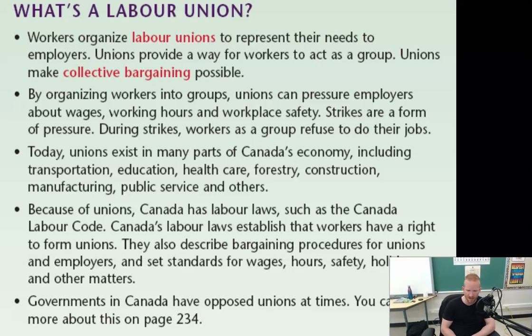Today, unions exist in many parts of Canada's economy, including transportation, education, healthcare, forestry, construction, manufacturing, public services, and others. There are unions everywhere, including teachers' unions. Because of unions, Canada has labor laws such as the Canada Labor Code. Canada's labor laws establish that workers have a right to form unions. They also describe bargaining procedures for unions and employers and set standards for wages, hours, safety, holidays, and other matters. Governments in Canada have opposed unions at times. You can read more about this on page 234.